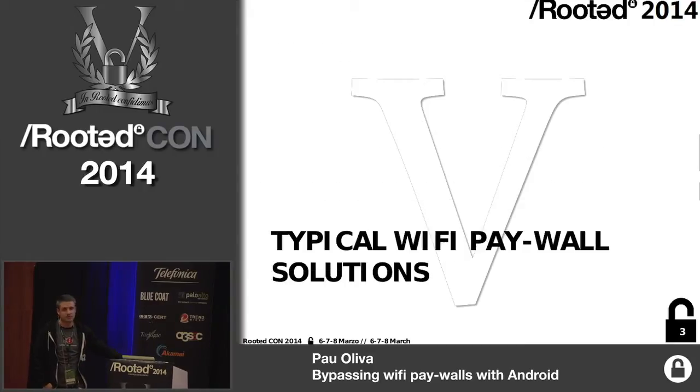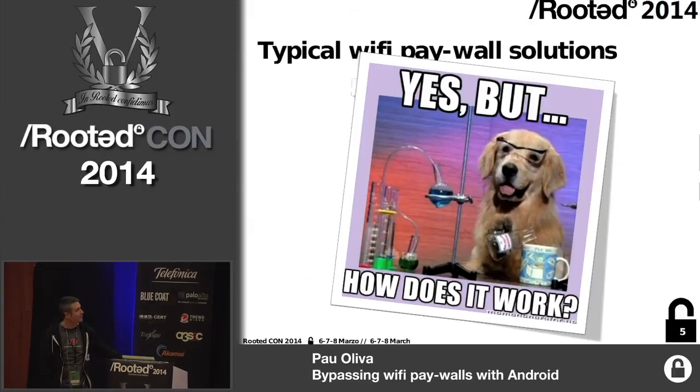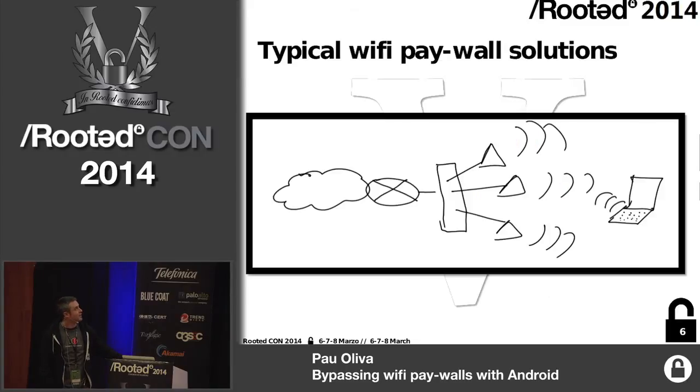Typical Wi-Fi paywall solutions are as follows regarding captive portals. When we go to hotels, airports, cafeterias, we open our laptop and they ask us for registration to pay for access to the internet. When we put in some URL instead of Google or other websites, the captive portal appears on screen. But how do these portals work behind the scenes?